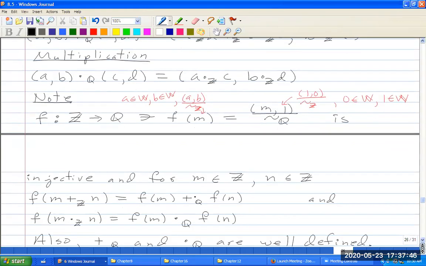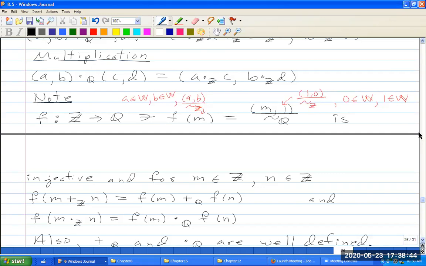Note f, going from the set of integers to the set of rational numbers, such that f of m is equal to m comma 1, quotienting out with this equivalence relation. So this is just some AB over the equivalence relation for some whole numbers A and B. This is equivalent to the equivalence class of 1 comma 0 over the equivalence class of integers, where 0 is a whole number and 1 is a whole number. Okay.